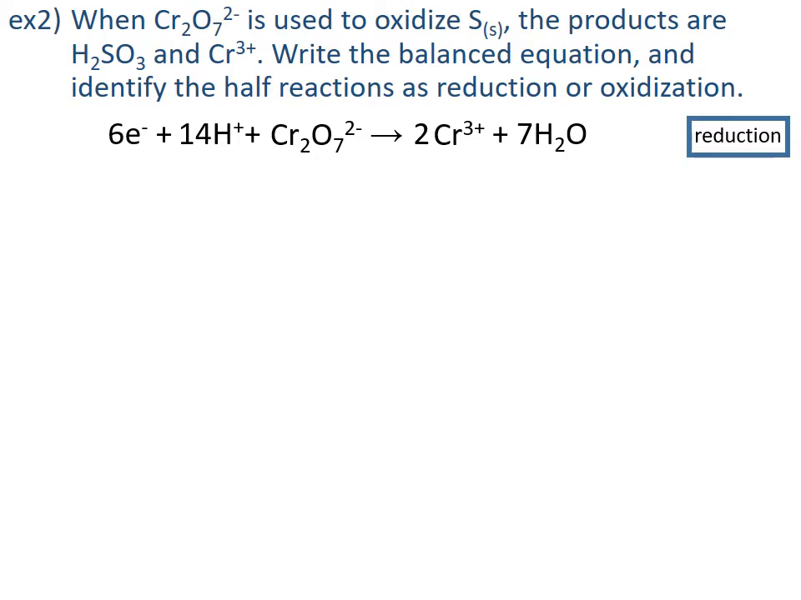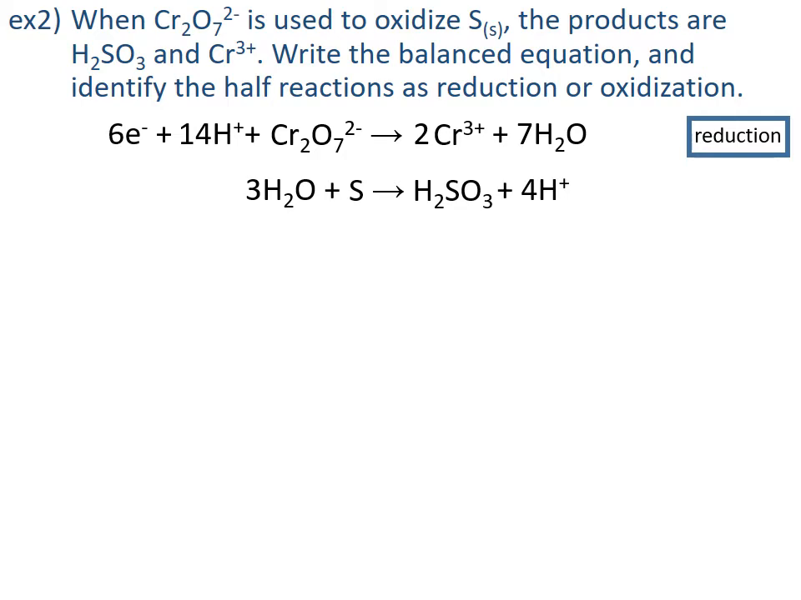Now for the other half reaction. Sulfur is becoming sulfurous acid. The S's are already balanced, so I now balance oxygen by adding 3 H2O's to the left. Now I balance hydrogen. I have 6 on the left. There are already 2 on the right, so I need 4 more H's on the right-hand side so that I have 6 H's on either side of the equation.